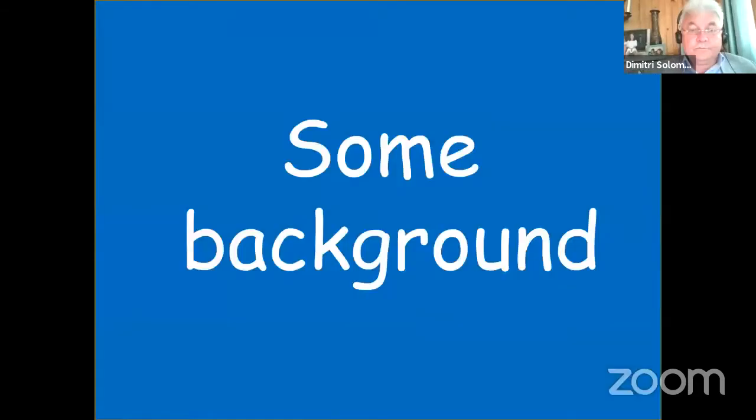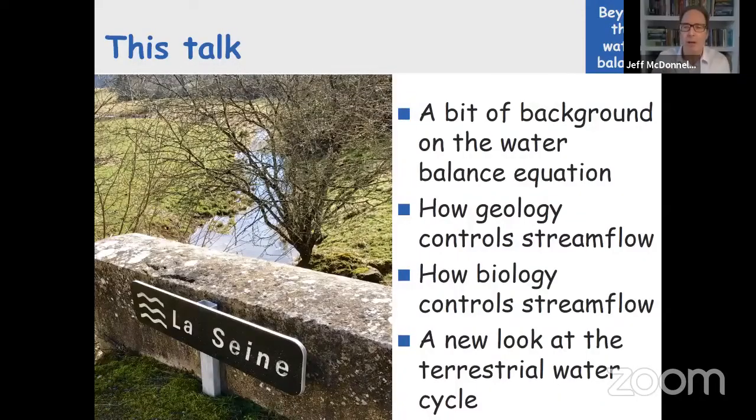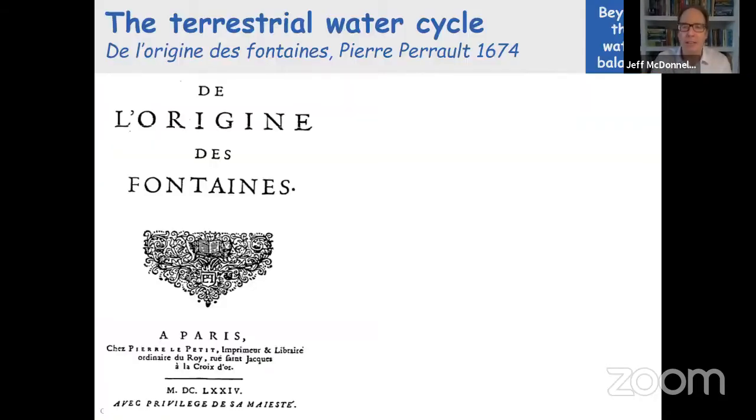Now, you saw the photo here. I'm in the headwaters of the Seine River in France. This is the same river, of course, that flows through Paris. Some of you might have sipped a coffee on the left bank at some point. Here we're up in the very headwaters of that catchment. And the reason why we're up in those headwaters is that that's where the first water balance measurements were made by Pierre Perrault in 1674.